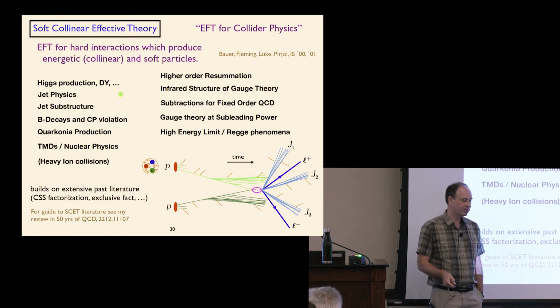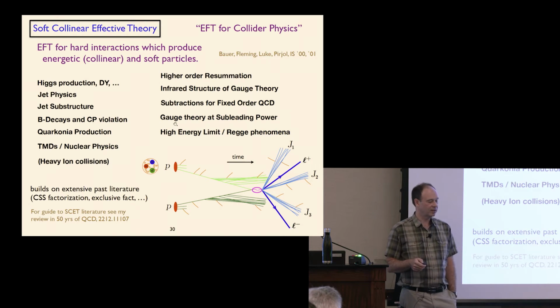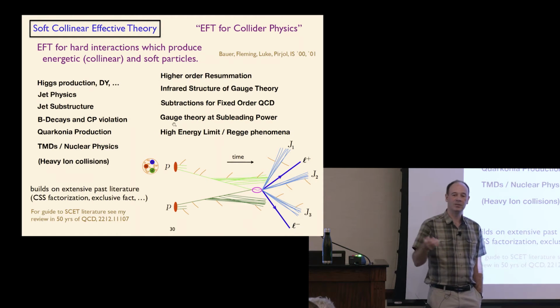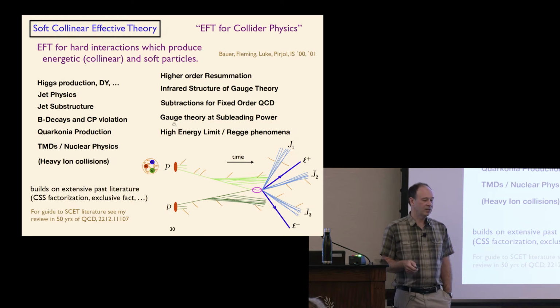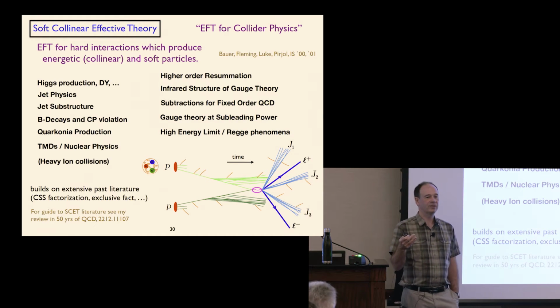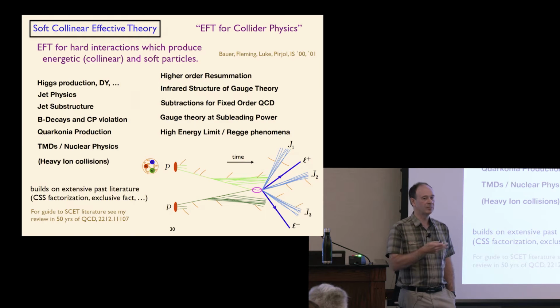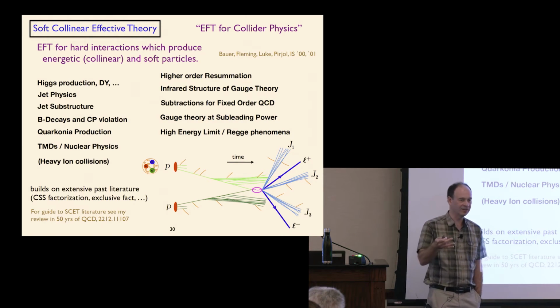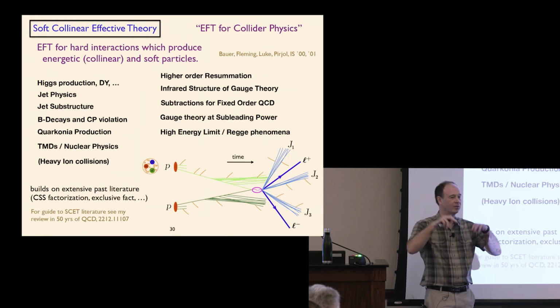I already mentioned jet substructure. There are SCET examples for doing that. B decays are something that it can be applied to. It can be combined with NRQCD to do quarkonia. And it enables calculations of resummation at higher orders than people were able to do before. It can study the infrared structure of gauge theories in novel situations that are more complicated than you might otherwise want to treat, with more scales in the problem. Effective field theory tells you how to organize them.